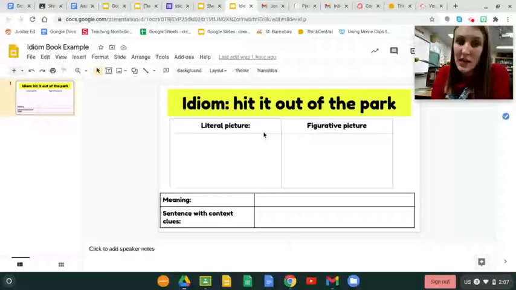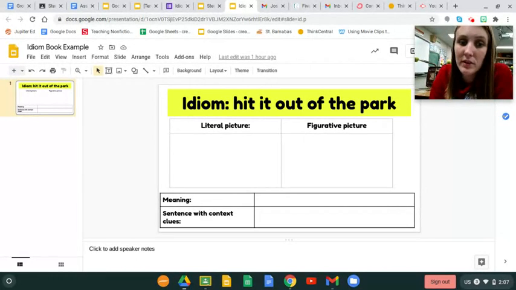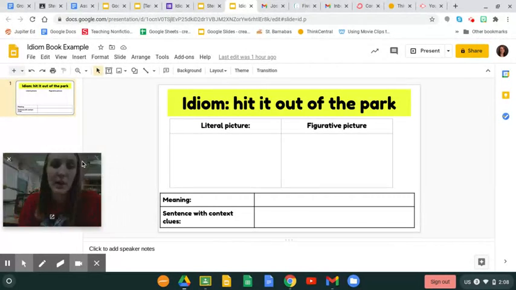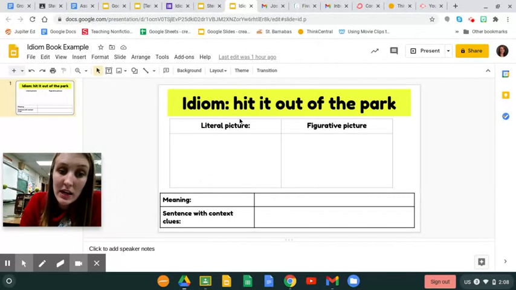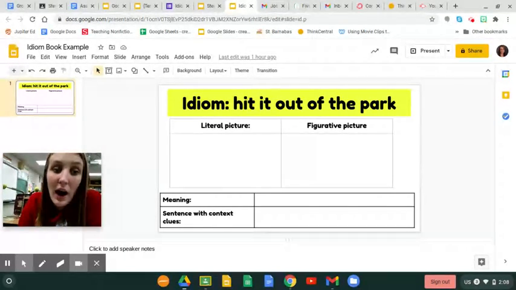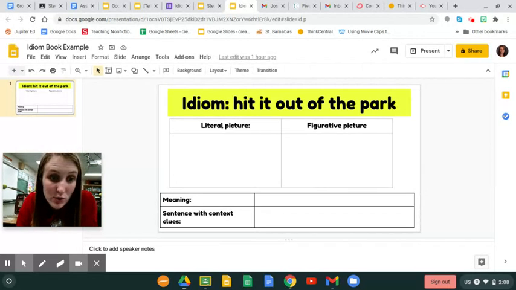If I was assigned this idiom, hit it out of the park. Let me move my camera over here. If I was assigned this idiom, I may not know at first what it means, and that's okay. If you don't know at first what it means, just search. Hit it out of the park idiom.